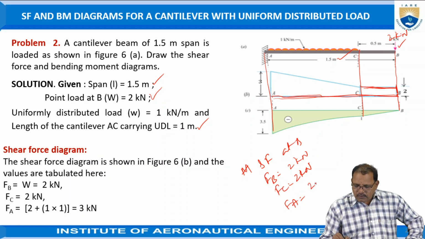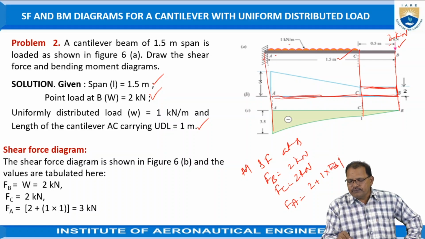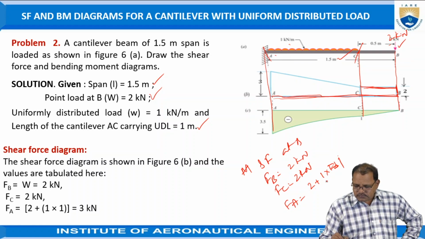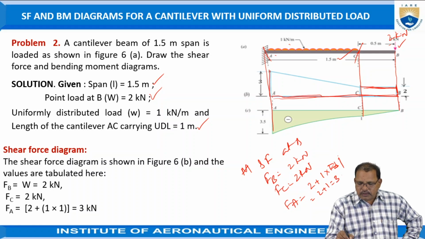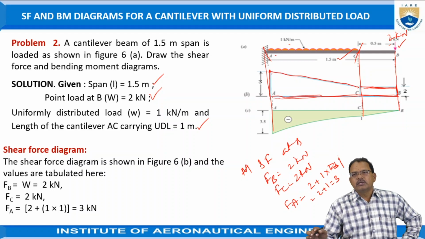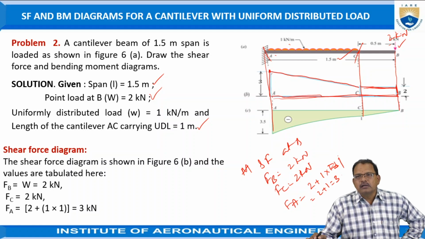That is 2 plus 1 into 1.1 into total length, given 1.5. The remaining is only 2 plus 1 into 1 kilonewtons. The distance between these two is again 1 now. So 2 plus 1 is equal to 3 now. So draw the vertical lines to represent 3 here. You can join these points like this. This diagram is known as the shear force diagram for the beam now.